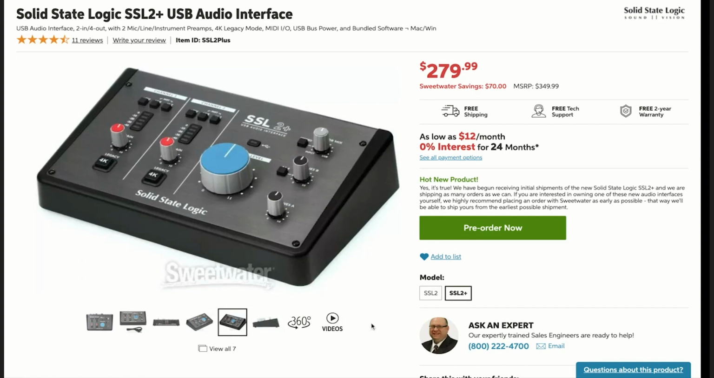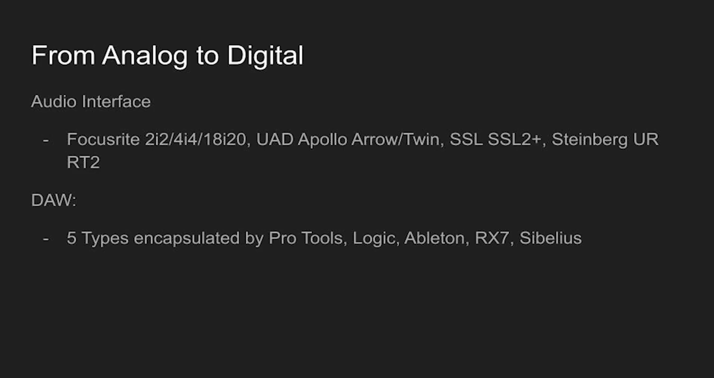In the SSL2 in particular, you've got the same preamps that are in the console and Borg, and although that may mean nothing to you, it will drastically improve your audio fidelity, and if it matters to you, nobody will turn their nose up at you.